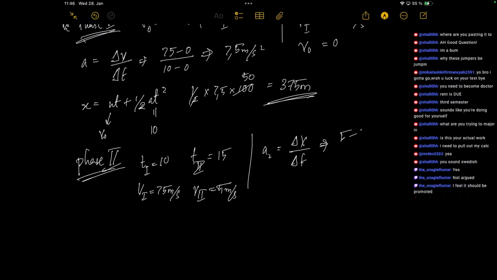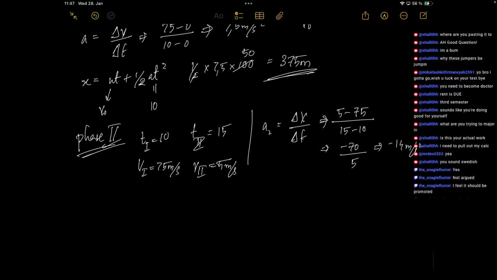Final minus initial, by final minus initial: 5 minus 75, which is minus 70, by 5. What is the answer? Whoa, 24 is not the answer. It's minus 14 meters per second squared.